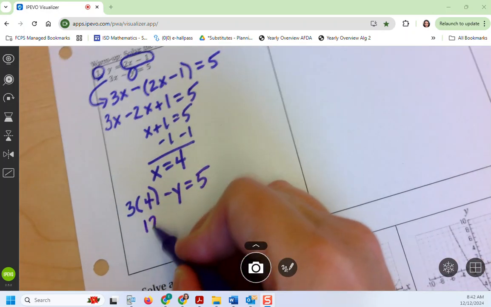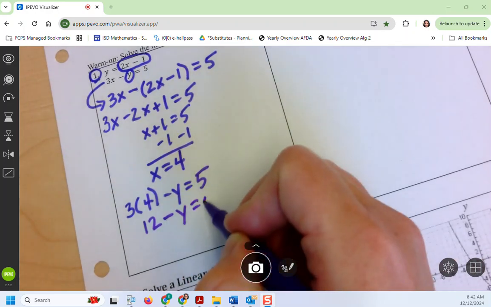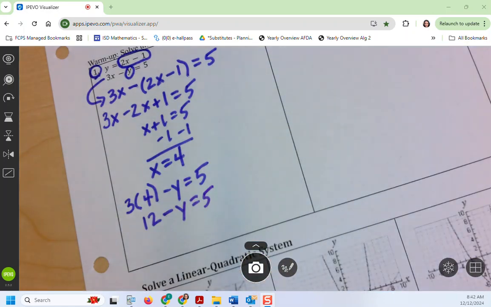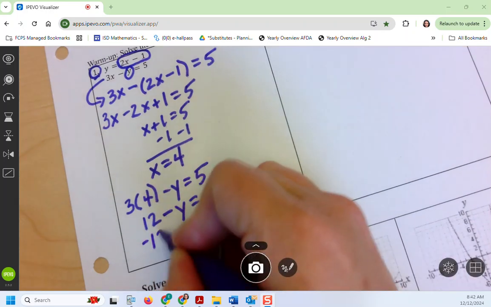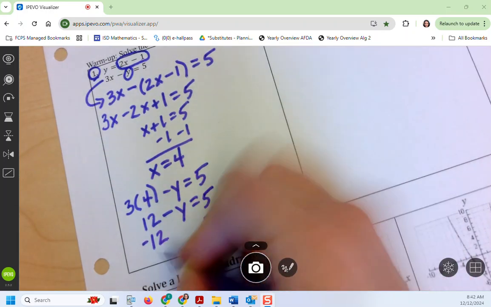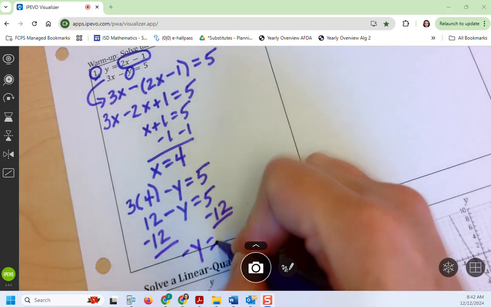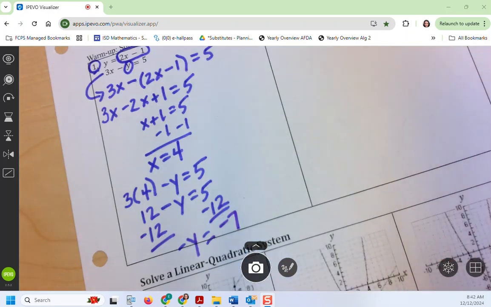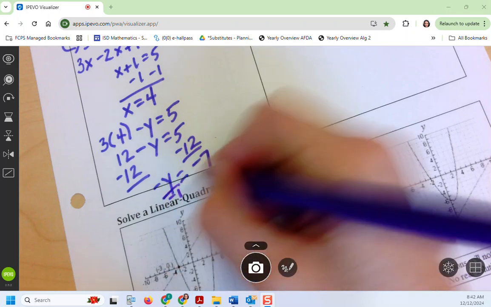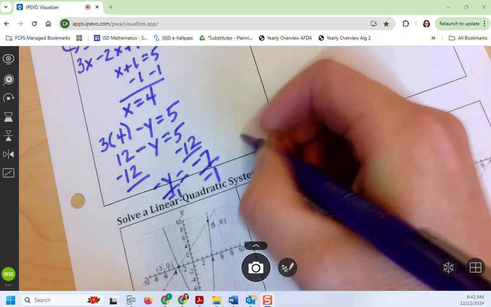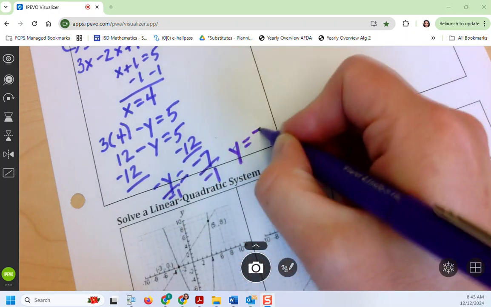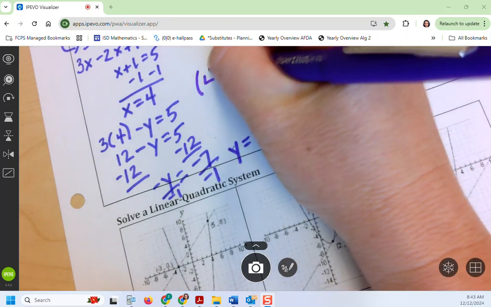And then 12 minus y equals 5. How do I get rid of the positive 12? Subtract it, yes. Negative y equals negative 7. So what does positive y equal? 7, right. You can divide it by negative 1 if you want to show it mathematically, but if negative y equals negative 7, it makes perfect sense that y equals 7. And then write your answer as a point.